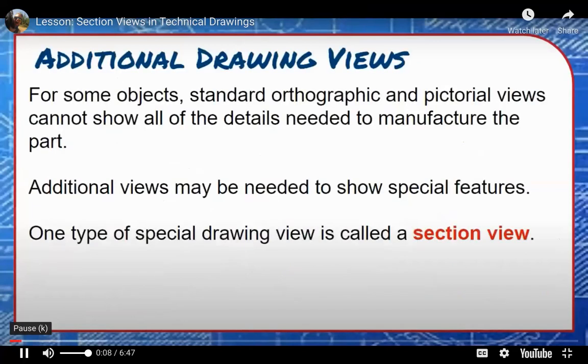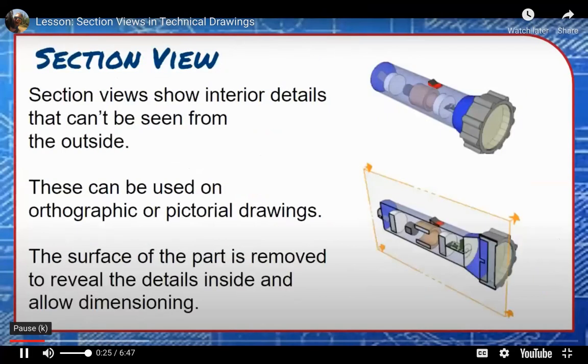In this lesson, we're going to be taking a look at a special type of technical drawing view called a section view. For some objects, standard orthographic and pictorial views can't show all of the details needed to manufacture the part. Additional views might be needed to show special features. One of these special drawing views is called a section view. Section views slice away part of the object to show us interior details that can't be seen from the outside. They can be used in orthographic drawings or pictorials.